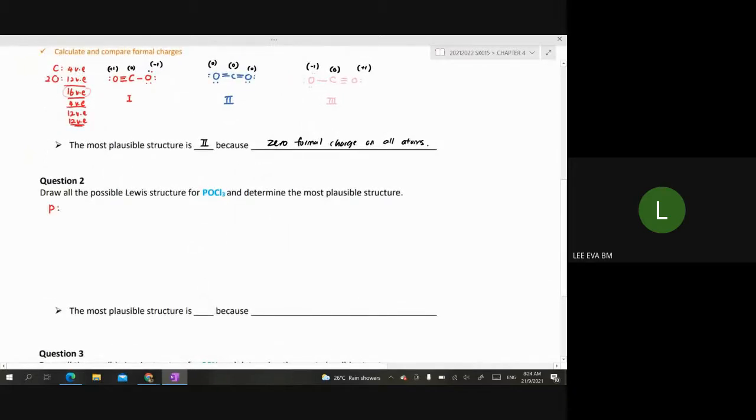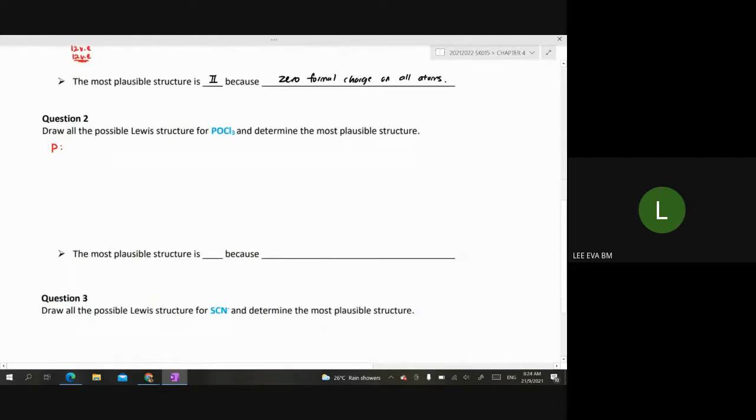So phosphorus, how many valence electrons? Kita buat sama-sama ya. 5. Okay, how about oxygen? 6. And the chlorine? 7 times 3, we have 21. So altogether, how many? Agree? Yes. Who will be sitting in the middle? So this one is your step 1.